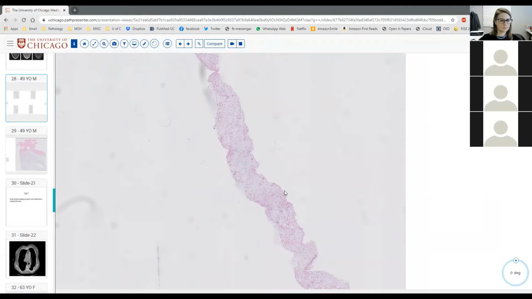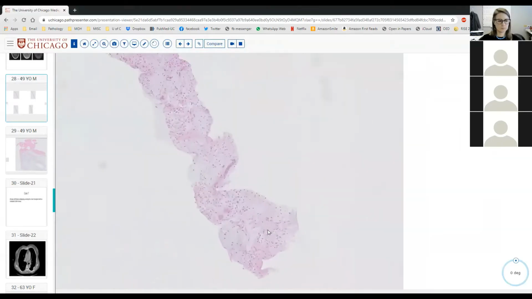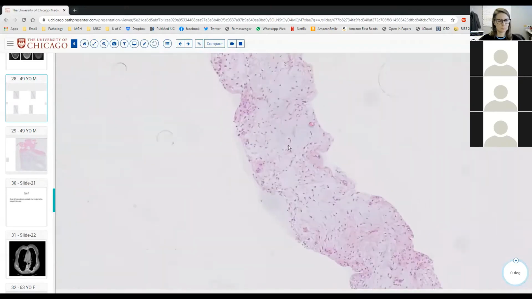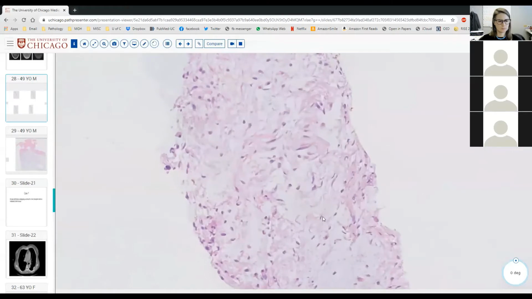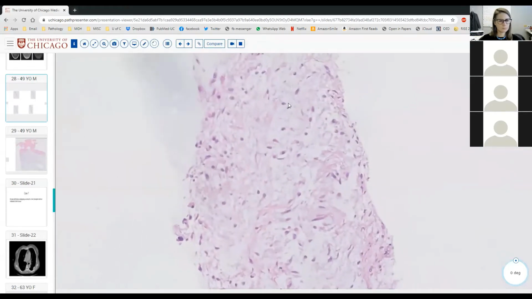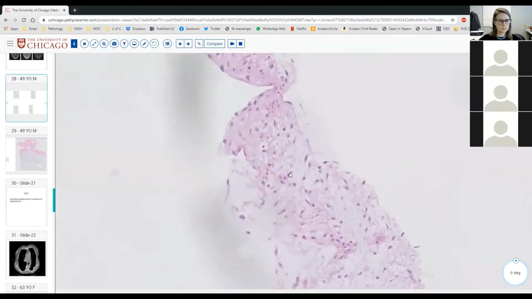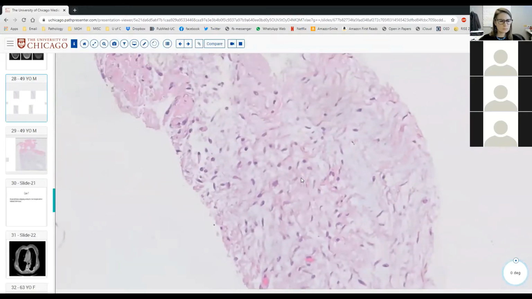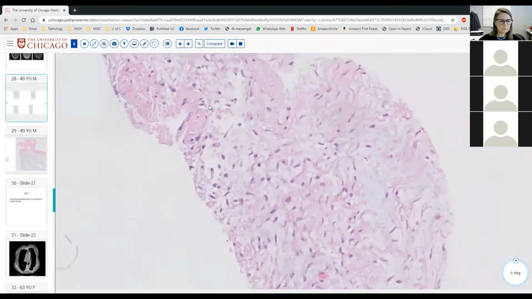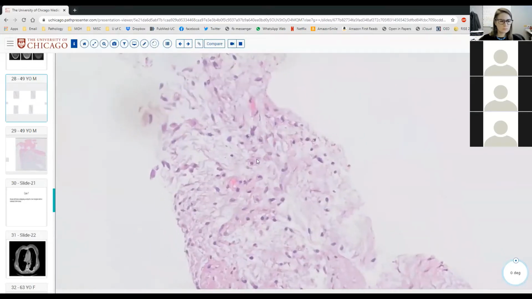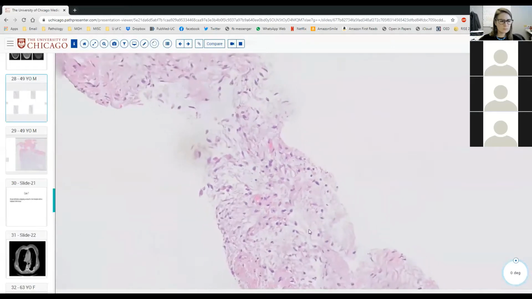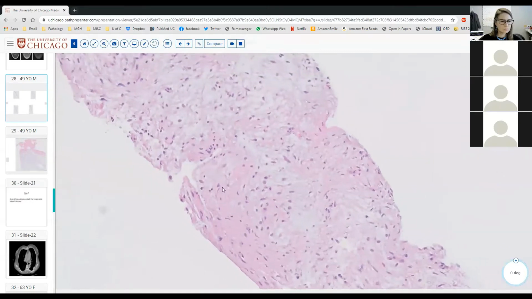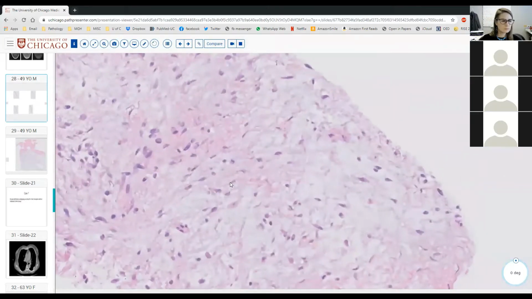Sorry, my screen is disappearing here. Right, so at low power we have something that matches up nicely with the imaging, that myxoid appearance. And then we have these spindly cells percolating throughout that myxoid background. They have maybe somewhat wavy nuclei. There's some pinkish collagenous looking material, maybe shredded carroty looking material, kind of in the background as well.